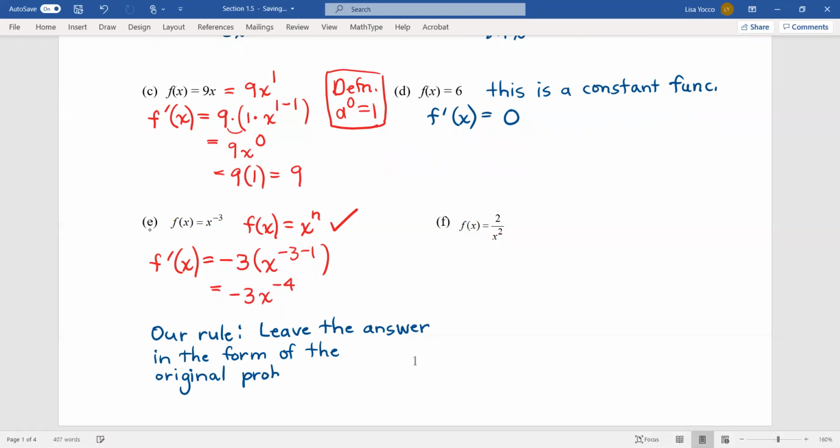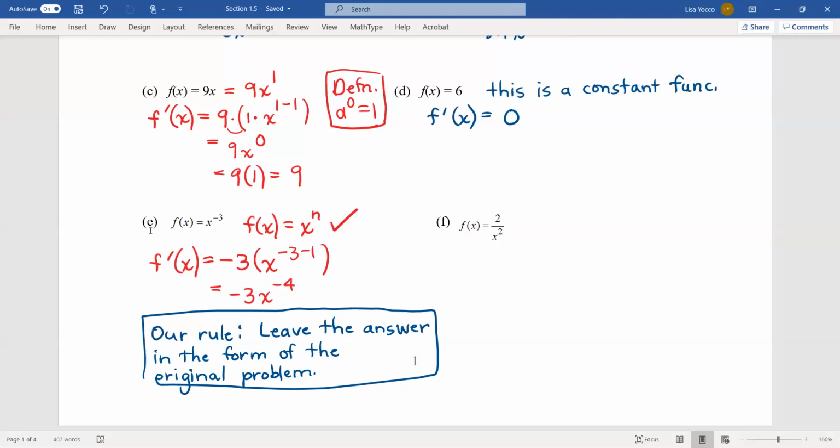So if my original problem has a negative exponent, like this one does, then it's going to be okay to leave the answer with a negative exponent. So we're done. We don't have to do anything else for this one. All right.